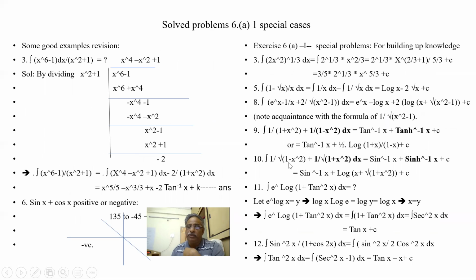Now 1 by square root of (1 minus x square) is straight away sin inverse x. 1 by square root of (1 plus x square) is sinh inverse x. So sin inverse x plus sinh inverse x. Or we can write 1 by square root of (1 plus x square) as log of x plus square root of (1 plus x square) plus c. Sinh inverse in this form, cosh inverse in this form.